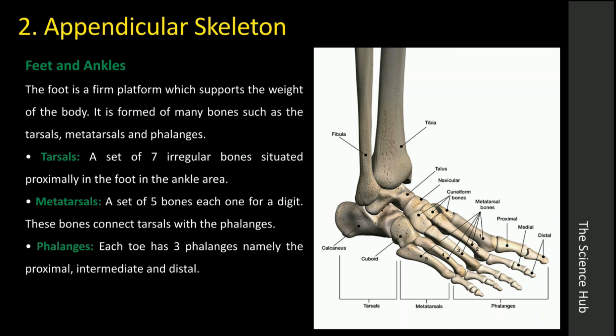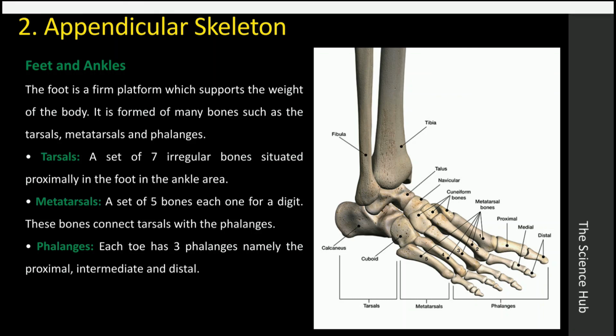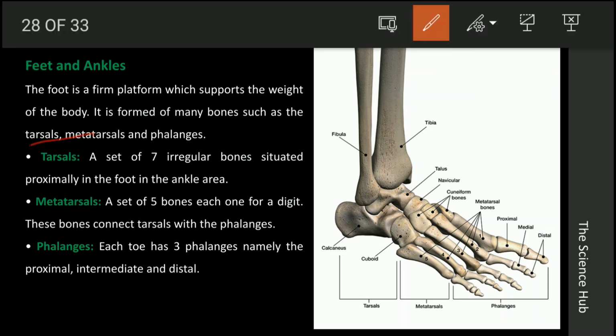Now feet and ankles. The foot is a firm platform which supports the weight of the body. It is formed of many bones such as tarsals, metatarsals and phalanges. Tarsals are a set of 7 irregular bones situated proximally in the foot in the ankle area.